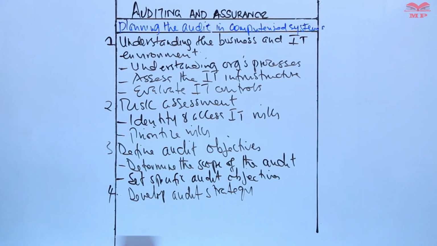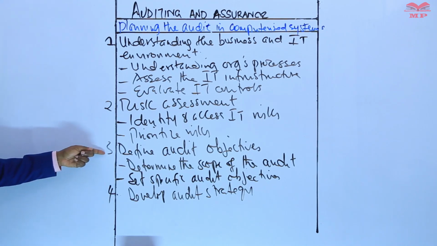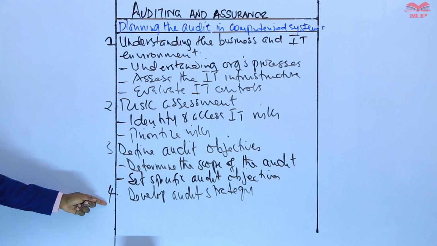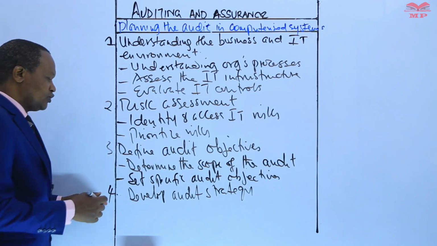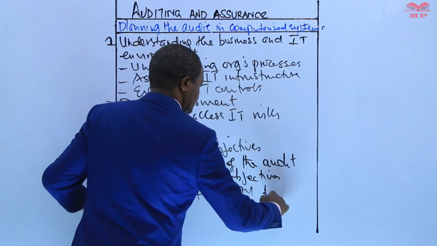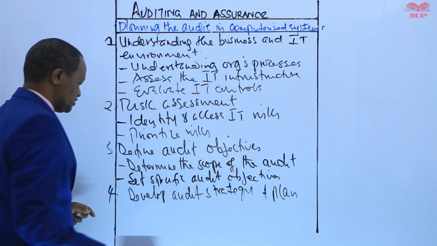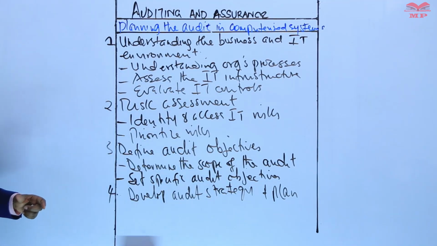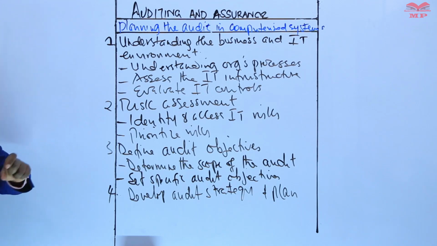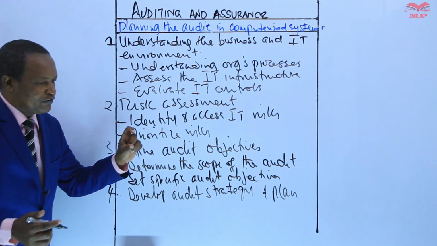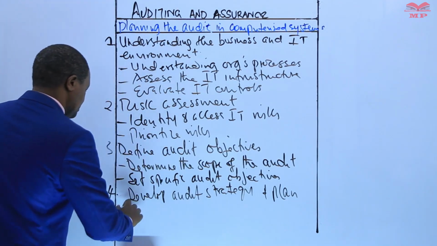You understand? After defining the audit objective, based on the defined audit objective, the auditor can develop audit strategy and plan. Developing an audit strategy and audit plan is the 4th step in planning the audit in a computerized environment. That can be done by, first of all, selecting audit procedures.